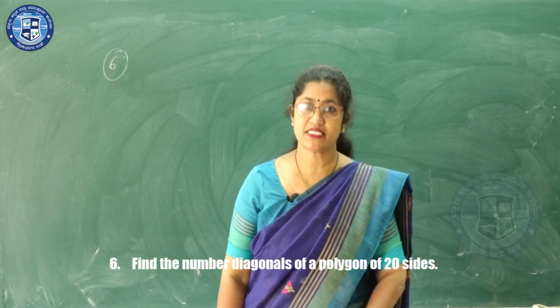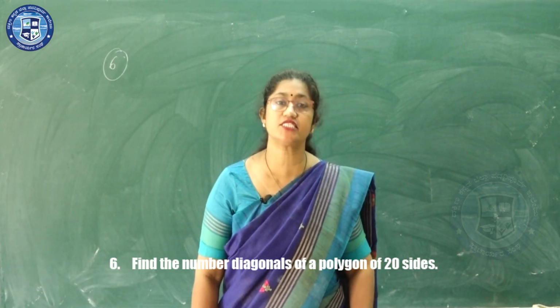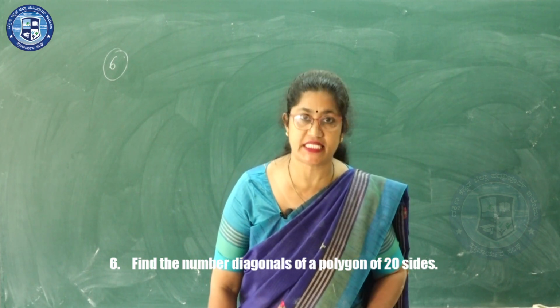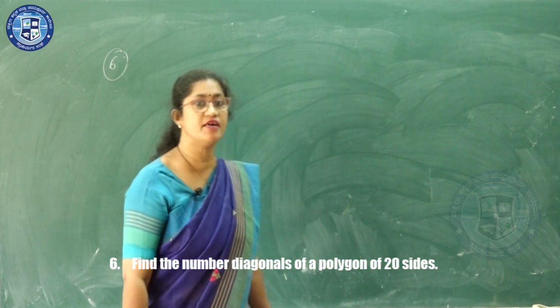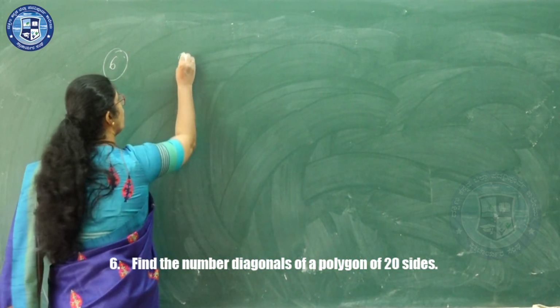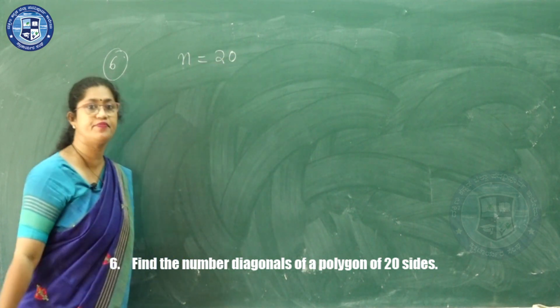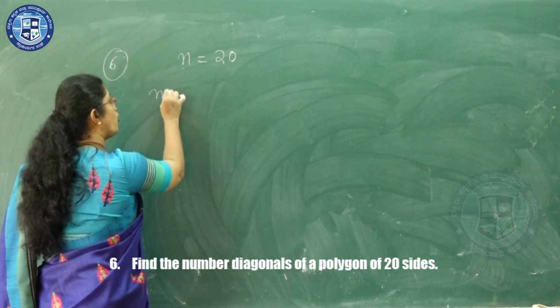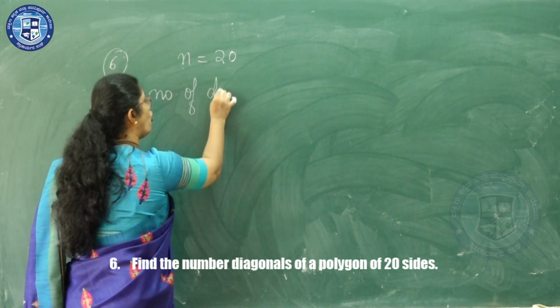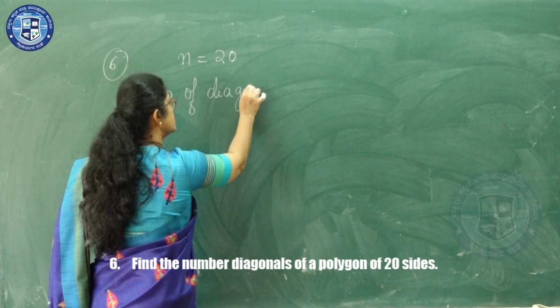Question number 6. Find the number of diagonals of a polygon of 20 sides. We are asked to find the number of diagonals of a polygon of n sides. So n is equal to 20. You can directly use the formula for the number of diagonals.